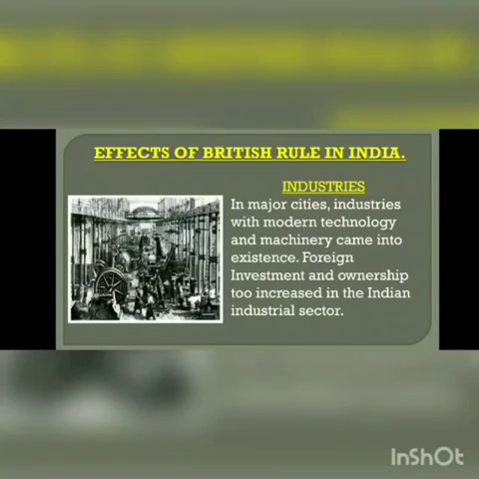Industries. In major cities, industries with modern technology and machinery came into existence. Foreign investment and ownership too increased in the Indian industrial sector.